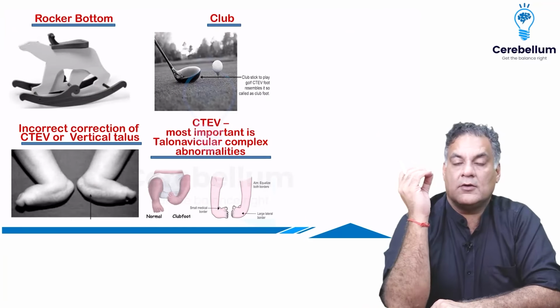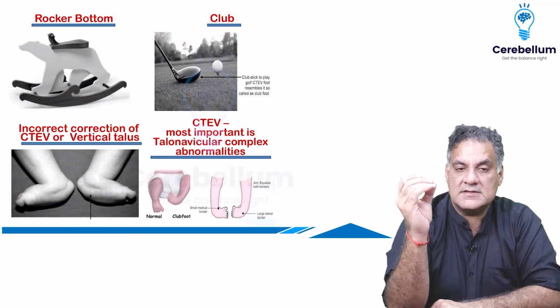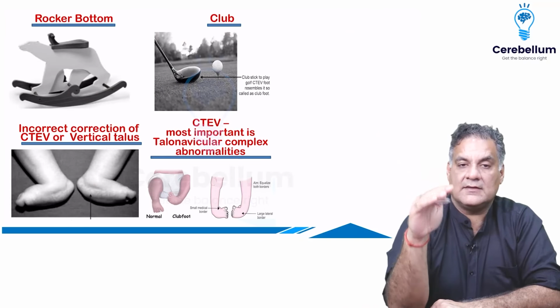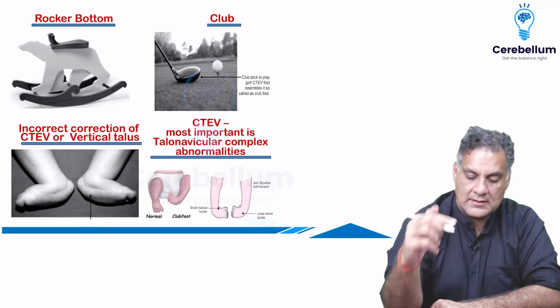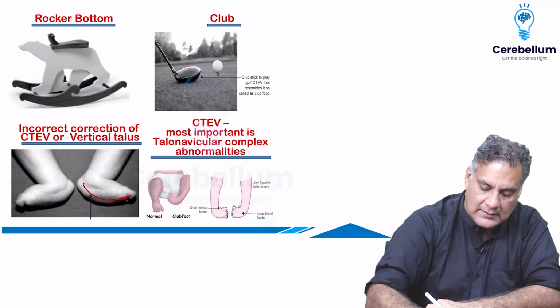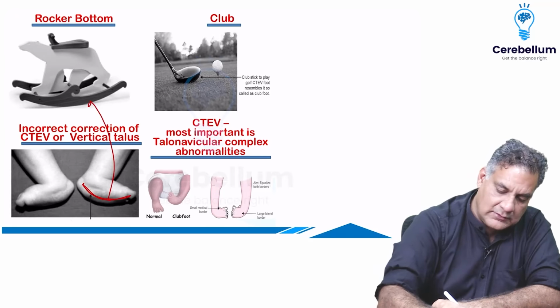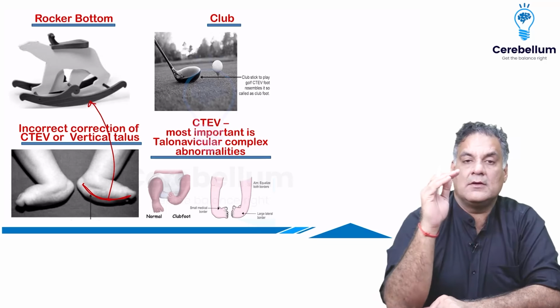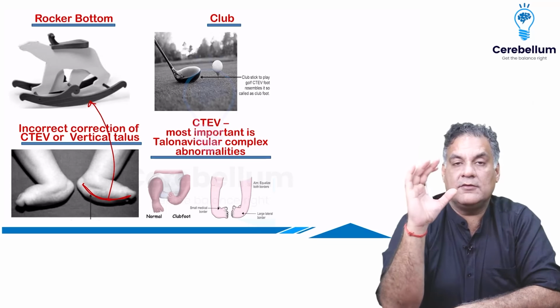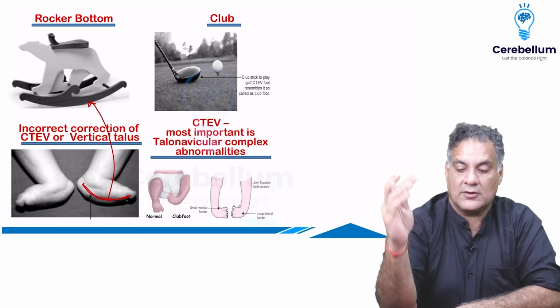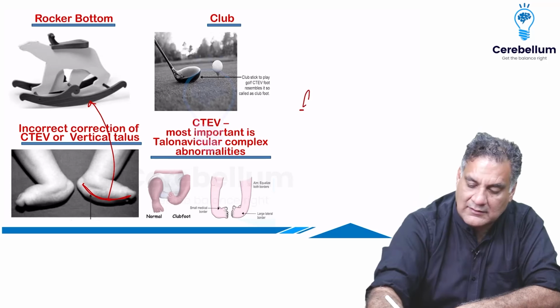All right. Rocker bottom foot means that there is vertical talus. Normally the talus is horizontal. So, there is a vertical talus and it looks like the toy. So, that is rocker bottom foot. Rocker bottom foot will occur if you do not treat CTEV in the correct order. What is the correct order of treating CTEV?